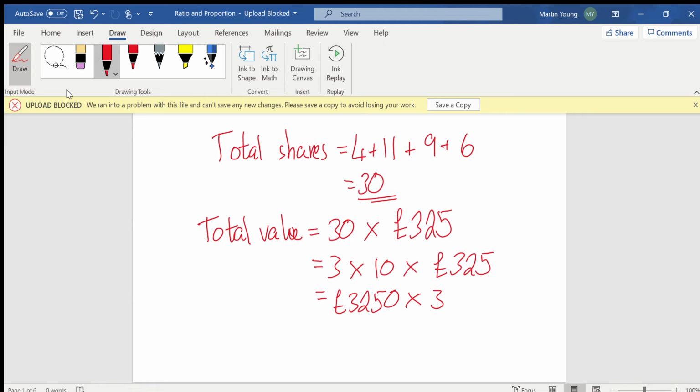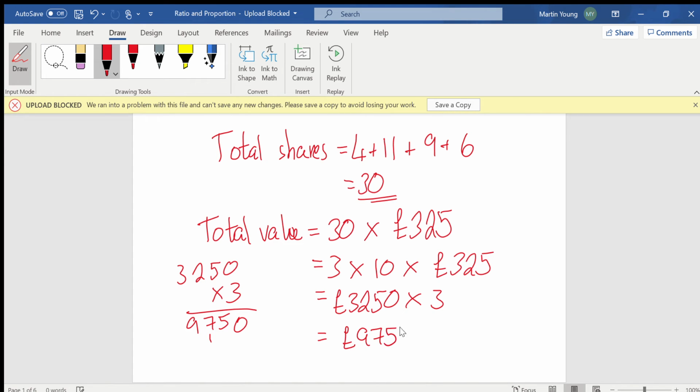Now you could do that as a sum on the side, so I would do 3,250 times 3. 3 times 0 is just 0. 3 times 5 is 15, put in the 5, carry the 1. 3 times 2 is 6, plus 1 is 7, 3 times 3 is 9. So 9,750 is the answer for that first one.